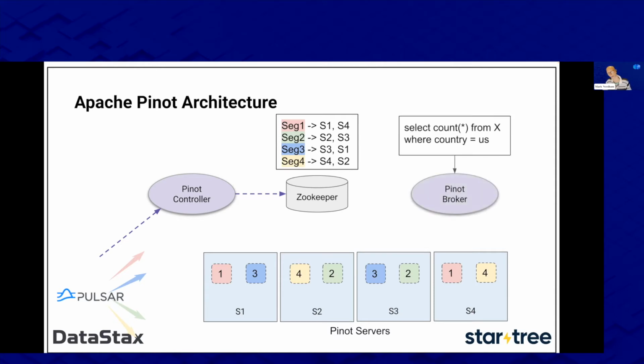The third component we're interested in is the broker. This is where the clients send their queries. The broker works out which servers it needs to send the query to so that they can give the answer, in this case, the number of items where the country is the US. They send it back to the broker, and the broker then aggregates everything together.